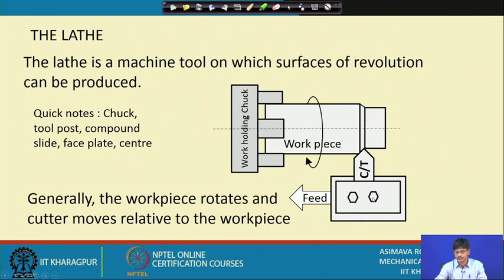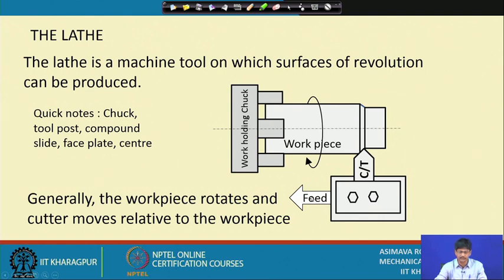There are some bolts shown here with the help of which I am attaching the cutting tool securely to the tool post. This is the tool post. Just like the workpiece, the cutting tool also has to be held very securely, so that it does not move or slip from its position. As you can see, the workpiece is given a rotatory motion and the cutting tool is given a longitudinal motion parallel to the axis of rotation of the workpiece.